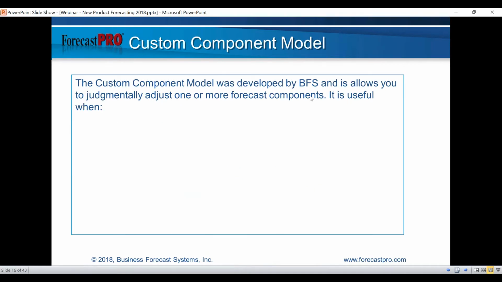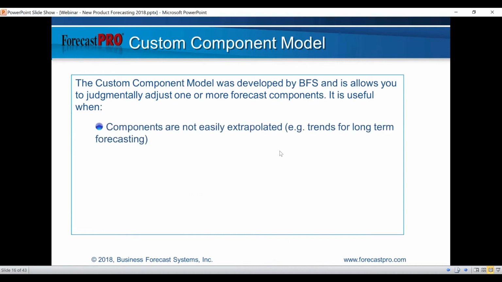Again, the custom component model was developed by BFS and at the moment is unique to Forecast Pro. When is it useful? Well, if we have components that are hard to quantify or extrapolate. So we saw an example where, with long-term trend, we really didn't like the automatic long-term trend, so we went and modified it. If the data series is short, like a new product, we could do things like bring in seasonal patterns from other products.